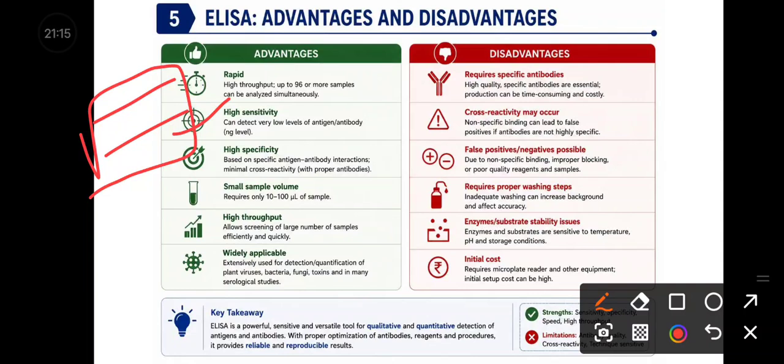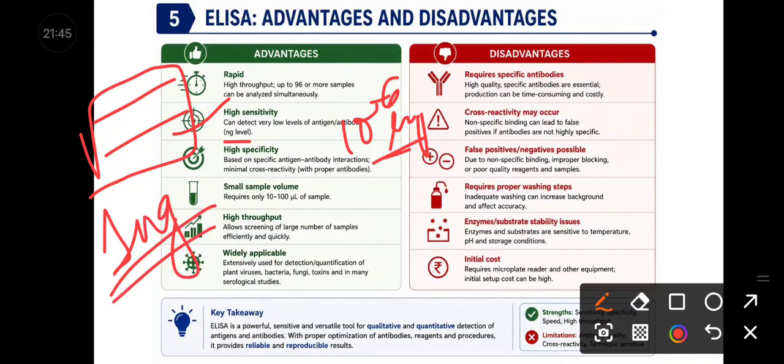Actually its sensitivity is, I think, 1 nanogram level. Please check this. If you know, please mention it in the comment section: what is the sensitivity of ELISA? It's 1 nanogram, I think. Yeah, I remember this. The sensitivity of ELISA is 1 nanogram and the sensitivity of PCR is 1 picogram. Okay. Remember this fact. This is very important.